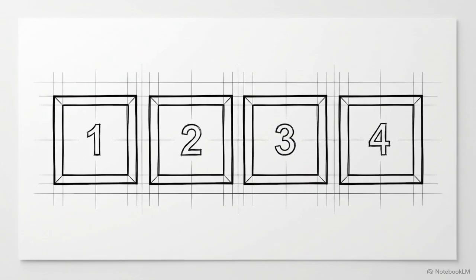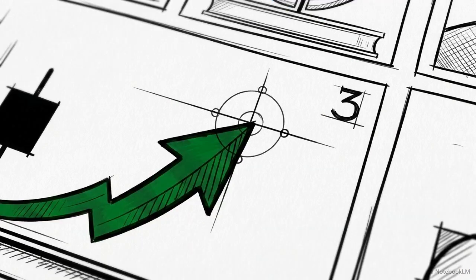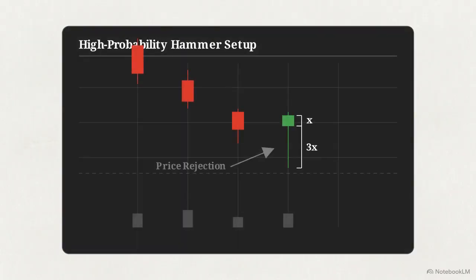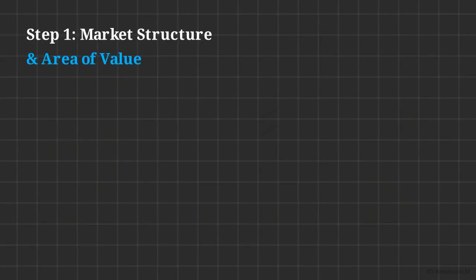Today, we are going to break down a strict 4-step mechanical blueprint to identify this pattern, confirm its validity, and trade the reversal with precision. Mastering this setup allows you to base your trades on price geometry and confirmed volume, rather than emotional reactions to a falling chart. Step 1 is defining our market structure and area of value.